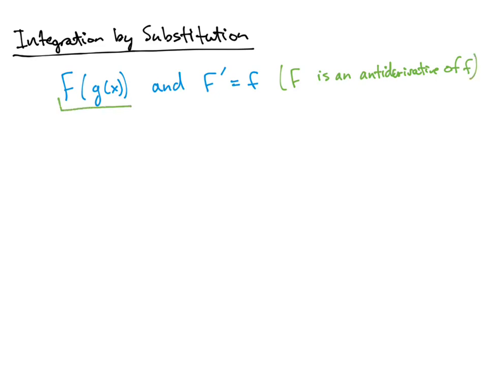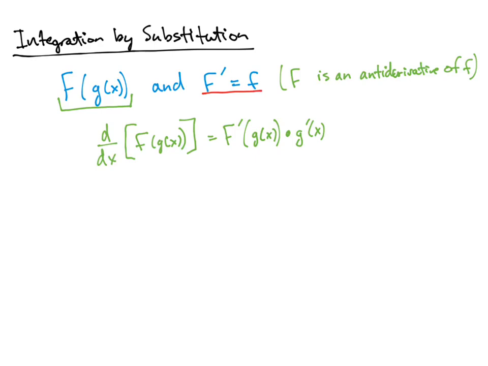So let's take the derivative of this. So d over dx of capital F of g of x. And this is a composition of functions. So what we do is we apply the chain rule. We take the derivative of the outside function, keep the inside function the same, and then we multiply that by the derivative of the inside function. Now, since we said capital F prime is equal to lowercase f, I can substitute in lowercase f here times g prime of x.